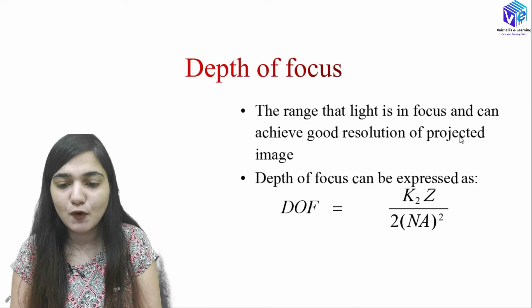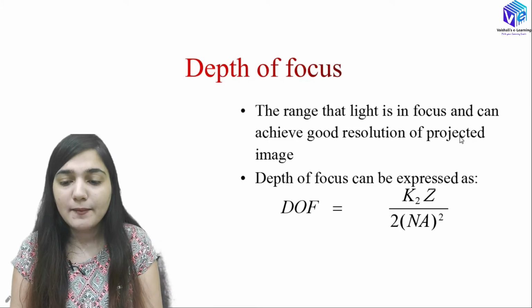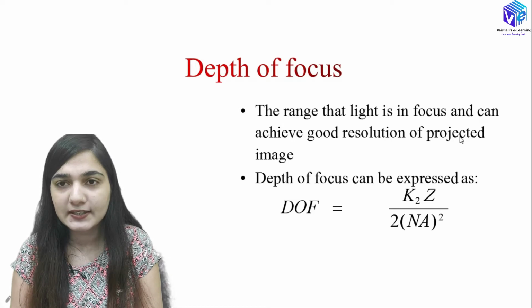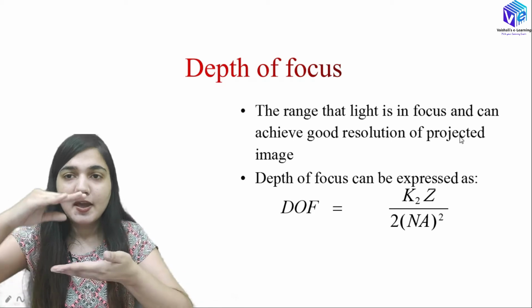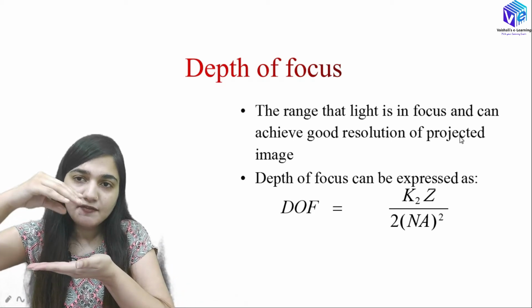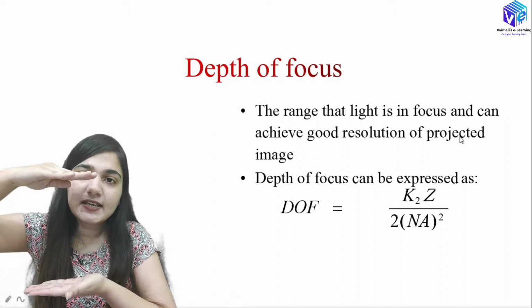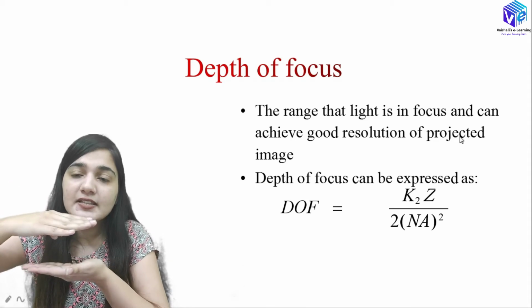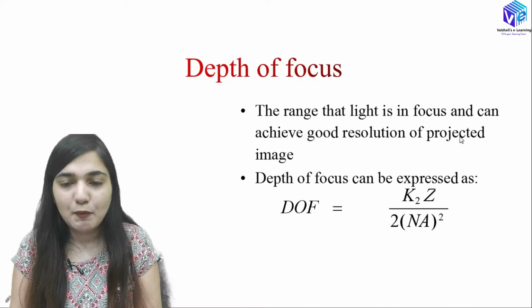So let's understand the various limitations associated with the higher wavelengths. Coming to the depth of focus: the range over which the light is in focus and can achieve good resolution of the projected image is the depth of focus. So I can have a lens, and below the lens I can have the range over which I can get good focus. If I increase this depth, then I will not get good focus. If I decrease it, then also I will not get good focus. I will be showing this with the help of a diagram.